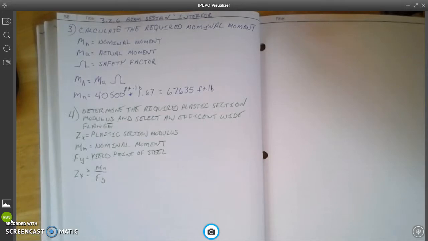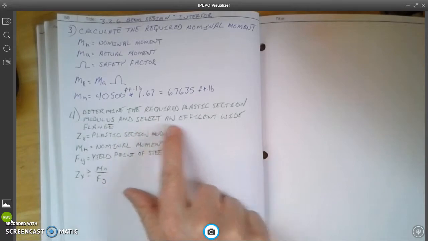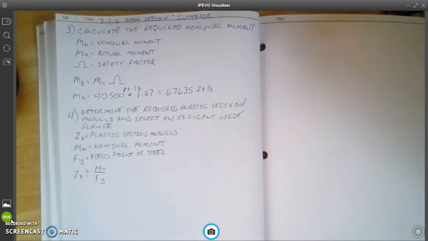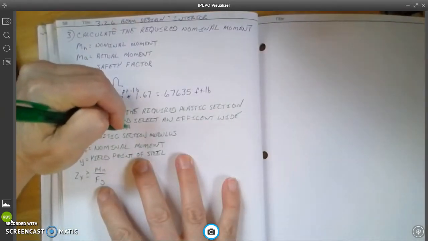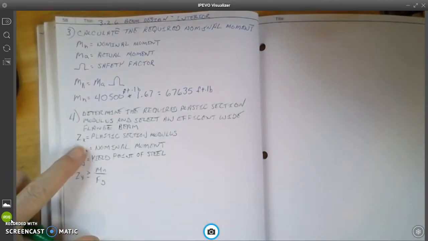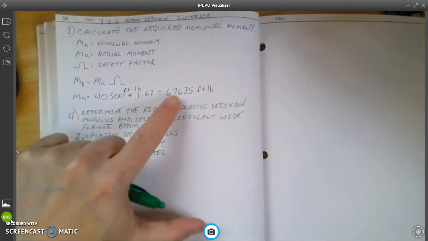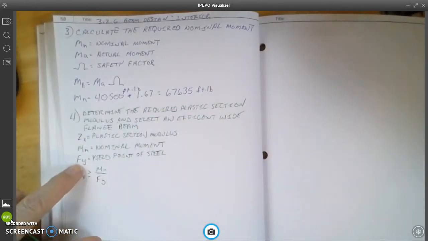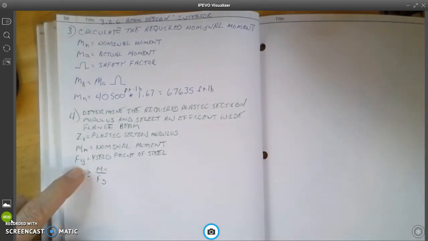Now, the fourth step here is to determine the required plastic section modulus and to select an efficient wide flange beam. I should write beam there. So I'm going to want you to write all this stuff down. Zx is going to be plastic section modulus. The M sub n is the nominal moment that we just calculated right up here. And then the Fy, that is the yield point of steel. And by the way, that's a constant number. It's given to us. We don't have to calculate it.